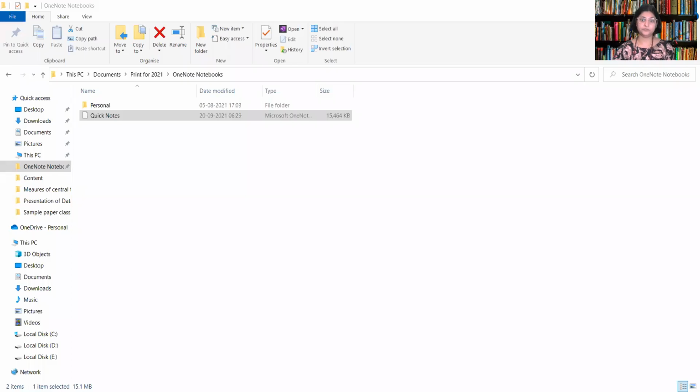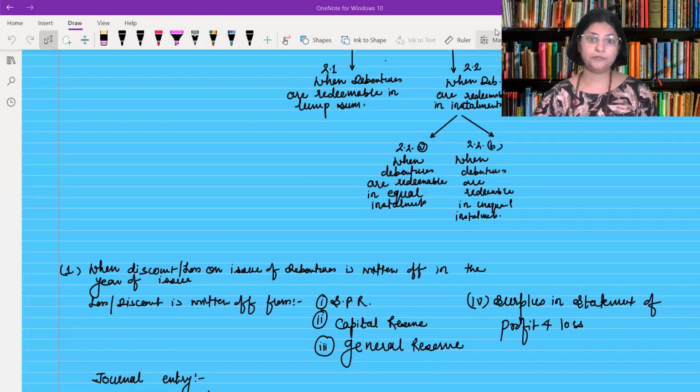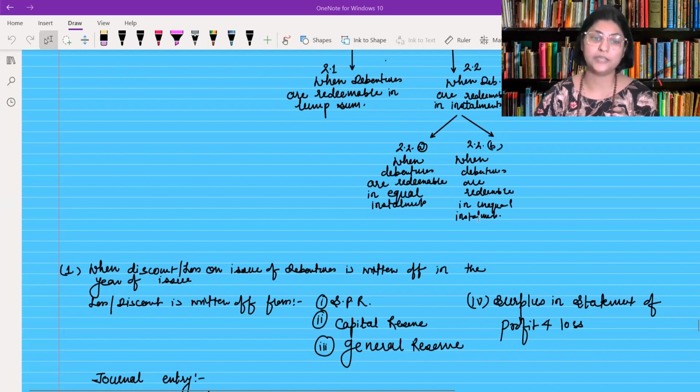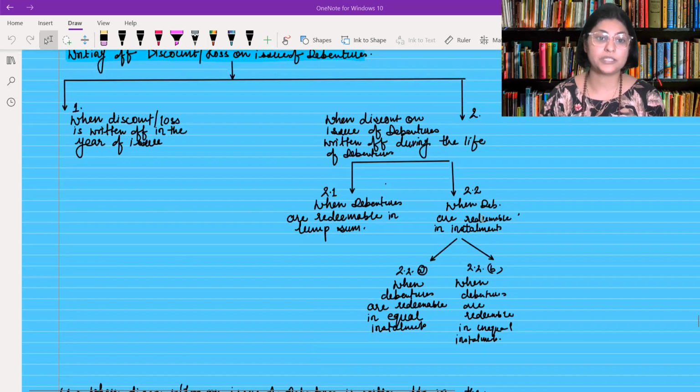So we can see this. We had done some revision of the chapter in the previous class. Let me share that file with you. Here we are. Just for quick reference, I will share the files with you. Sorry, because of some glitch. So here is the previous file where I had shown you what kind of cases can be there for writing off discount on issue of debenture.